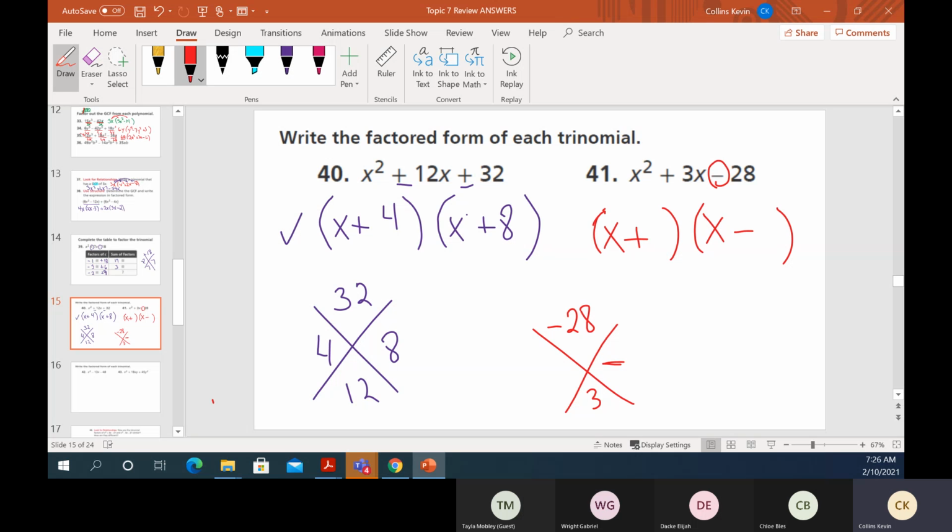So again, since it's a plus 3 overall, we're going to have the bigger number, the 7, go here, and the 4 go here. Okay? So 7 times -4 is -28. Beautiful. And then 7 minus 4 is 3. Yep, we're on it. Cool. So yeah, we've done a ton of those. So any questions? Anything still not clicking on you for that one?